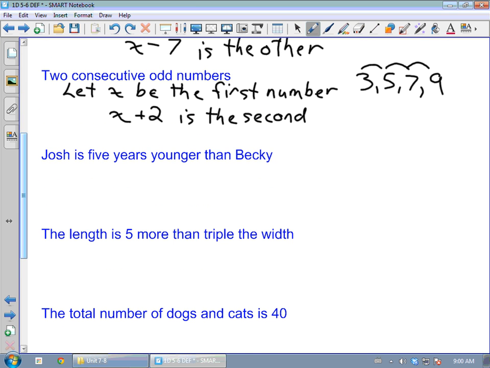All right. Josh is 5 years younger than Becky. Okay. Well, now we're getting closer to sort of real-life situations here. So we need a variable to represent either Josh's age or Becky's age. Which one do you want to do first here? Gabriella? Who should we choose, Josh or Becky? Okay. And what letter do you think we should choose to represent Josh's age? J. So let J be Josh's age.